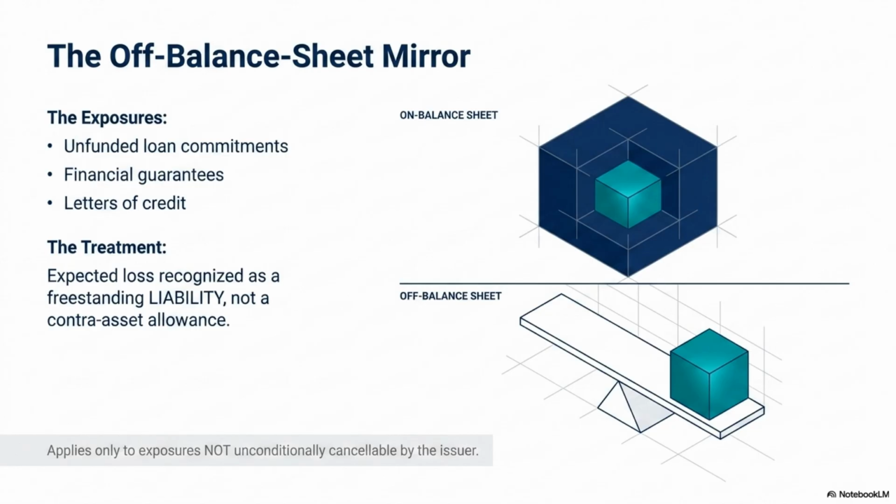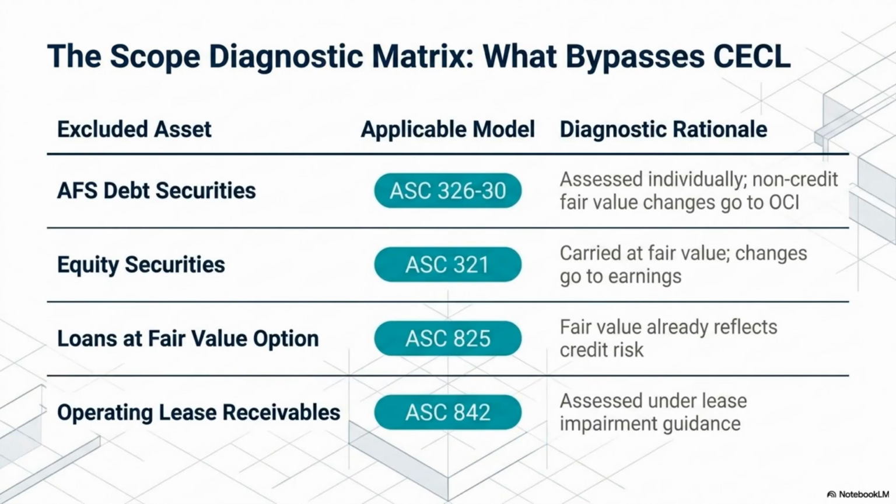The accounting treatment is the mirror image of the on-balance sheet rule. For balance sheet assets, the reserve is a contra-asset allowance. For off-balance sheet exposures, the expected loss is recognized as a freestanding liability. Same economic logic, different balance sheet line. Knowing what is in scope matters less if you do not also know what is out.